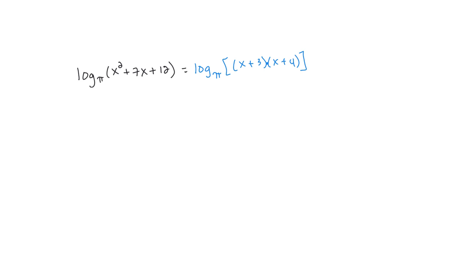Now we can identify that the multiplication symbol is right there, and so then we can expand this further by using property 5. So this becomes log to the base pi of (x plus 3) plus log to the base pi of (x plus 4). And that'll be the final answer for that one.